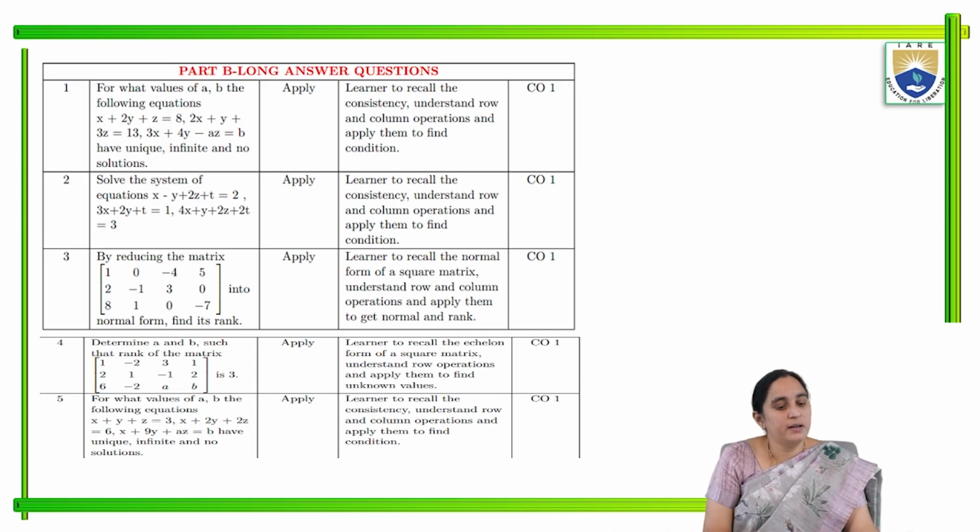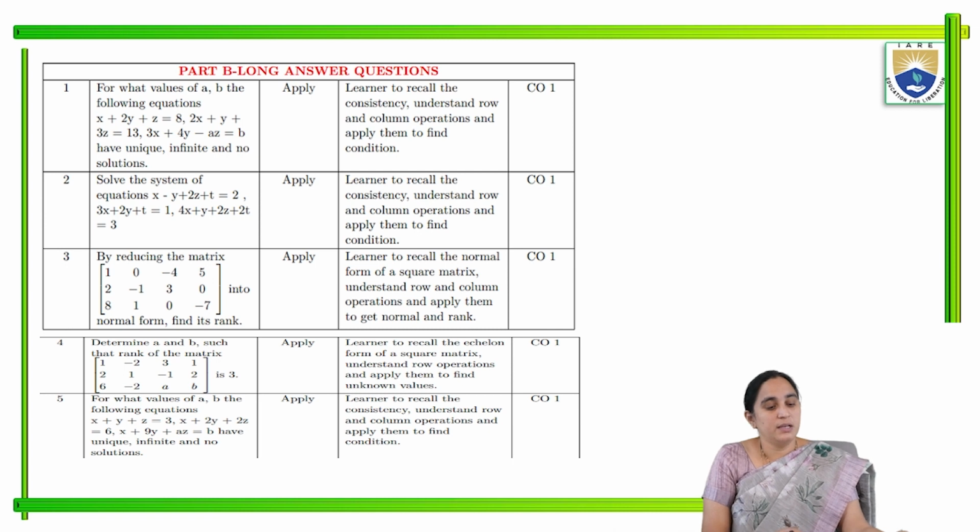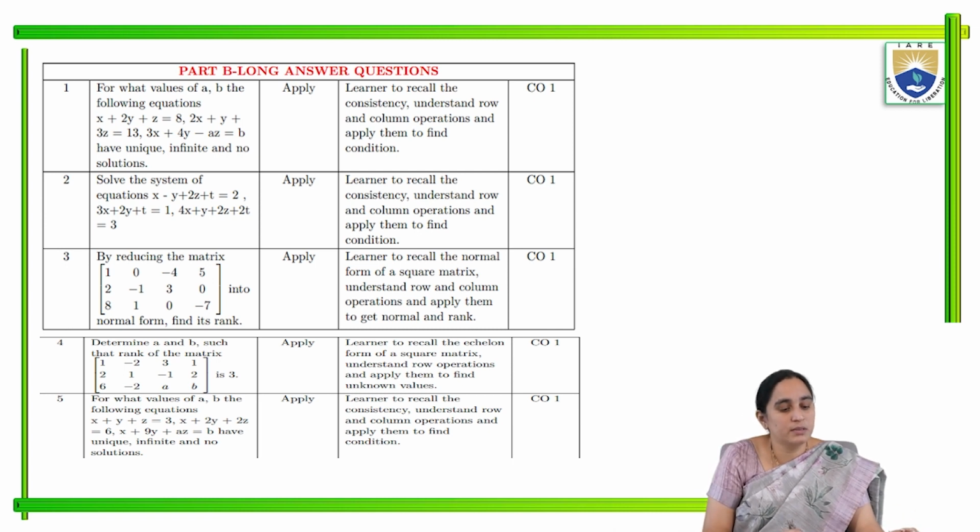Find for what values of a and b the following equations x plus 2y plus z is equal to 8, 2x plus y plus 3z is equal to 13, and the next equation 3x plus 4y minus az is equal to b have a unique solution, infinite solutions, and no solution. First of all, we have to verify. Here we are solving three conditions: first one, unique, infinite and no solutions.